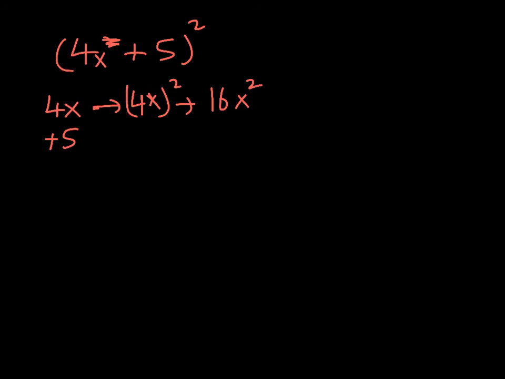16x squared. Now we square the last term, plus 5 squared gives us what? Plus 25. So that's the first two steps. Now the second step is you will want to multiply the two terms. Remember, this is the first term and that is the second term. So you multiply the two terms. That is 4x multiplied by 5. That gives us what?